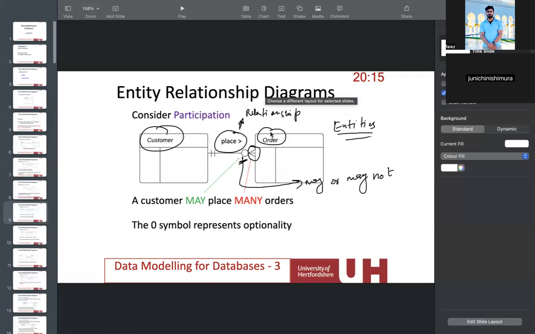Again, this is shown by this zero and a crow's foot. The optional part is that the customer doesn't always have to place an order. They can just browse, but when they do, they can place as many orders as they want over time. So in the database, this usually means that we will store all customers, even those without orders, and link the customers to orders when they actually place one.